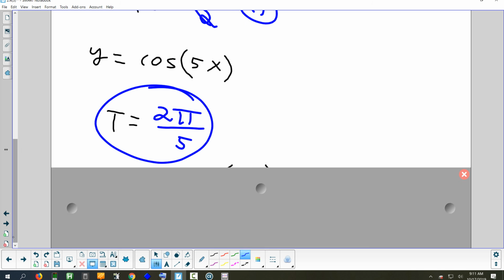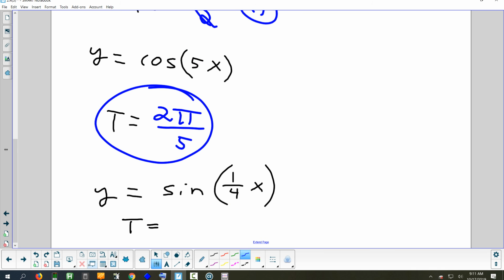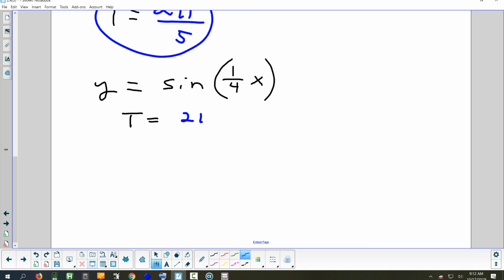Okay, let's try this one. Sine 1/4 x. Right, so Stephen, what's going to happen with this graph? Are we looking at a stretch or compress? It should be stretched, yeah. It's going to stretch out quite a bit because this is a fraction less than 1. Okay. So let's find our period. So 2 pi always goes in the top. Anthony, what's going to go in the bottom this time? 1/4. So we're taking 2 pi and dividing by a quarter.